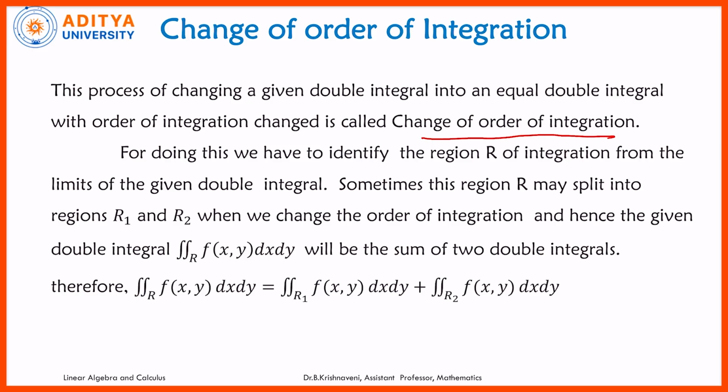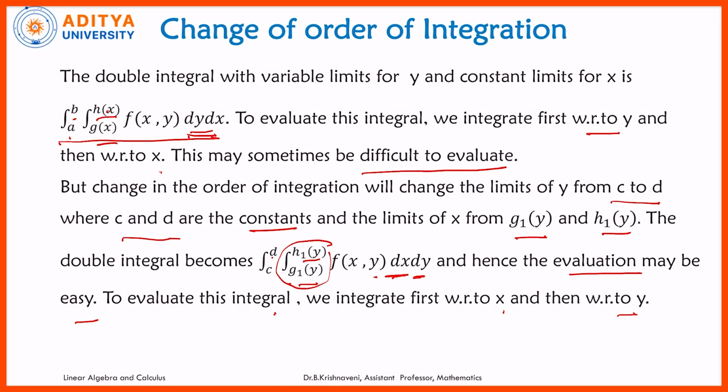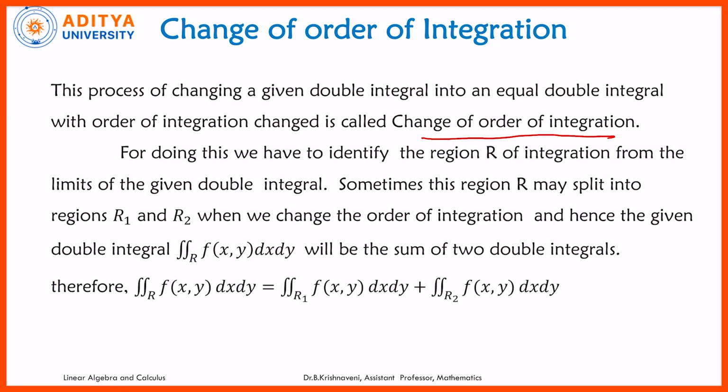So in this case, dy dx is the order, and what we need to do is change it to dx dy and then do the evaluation part. We call this process change of order of integration. For doing this, we have to identify the region of integration from the limits given in the double integration. That means, in order to change the order of integration, first of all you have to draw the region of integration from the limits of the double integral.